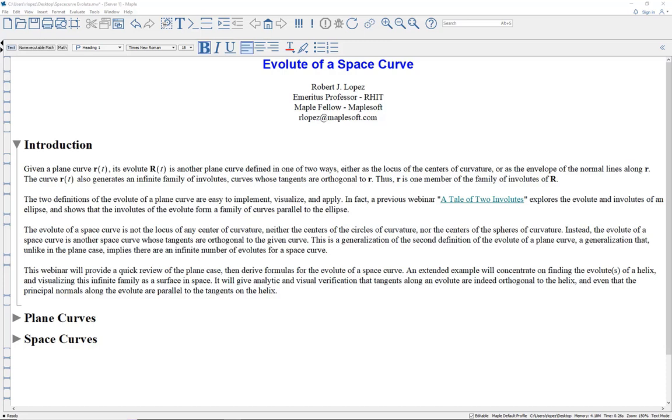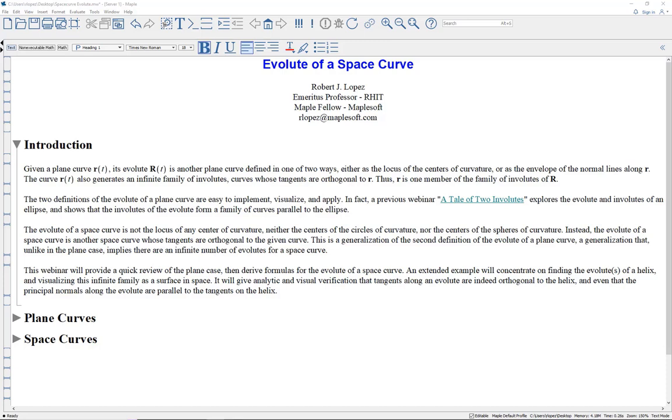But the evolute of a space curve is defined as follows. It is a curve whose tangents are orthogonal to the given curve. Can you visualize that? So what does this mean? And what does it look like? And note that a space curve has an infinite family of evolutes, not just one.